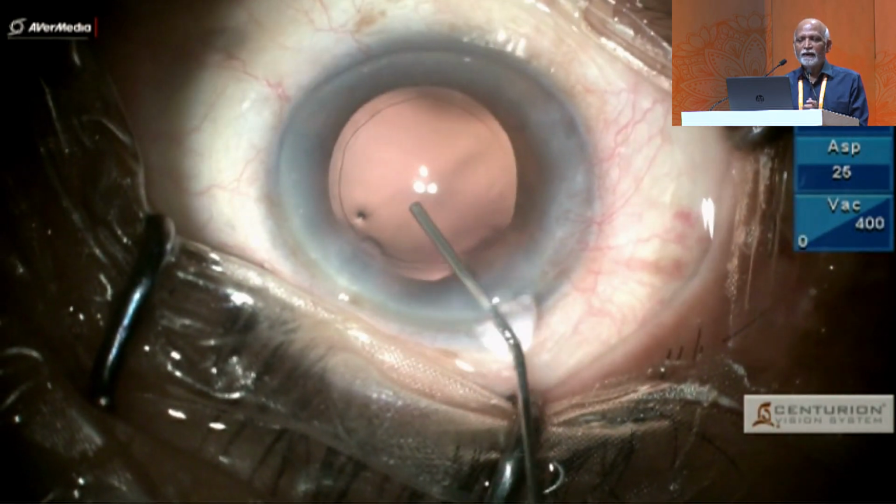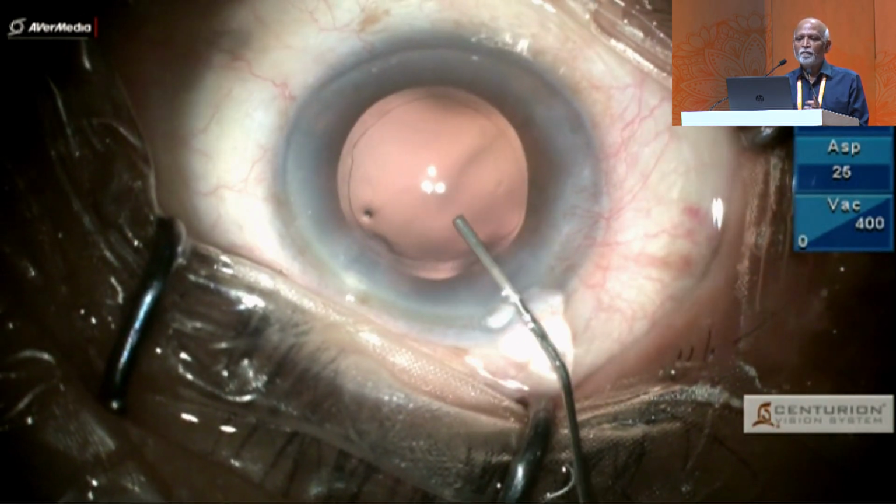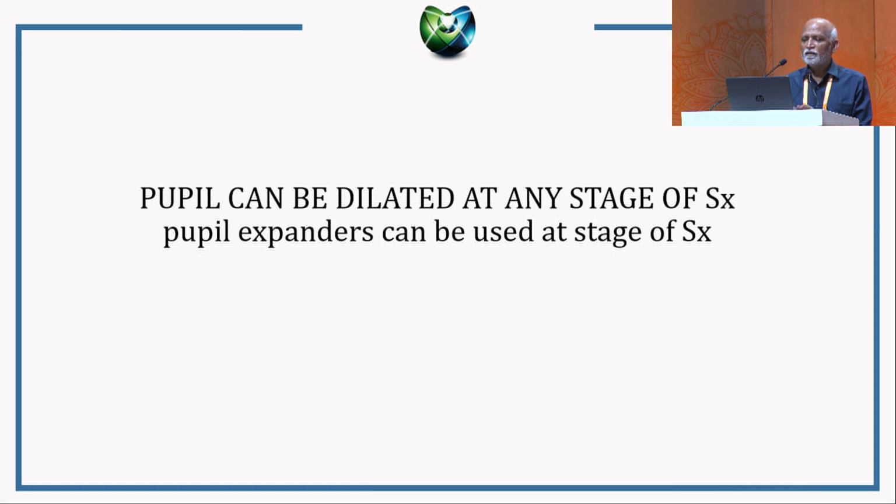Take a break and find out what you can do about the pupil. If you can dilate the pupil, all your problems can be solved. So the pupil can be dilated at any stage of the surgery, and pupil expanders also can be used at any stage of surgery. Be prepared and do not get into trouble.